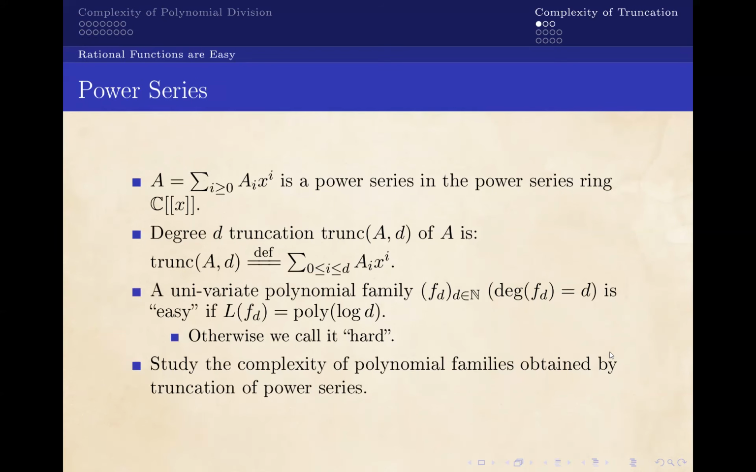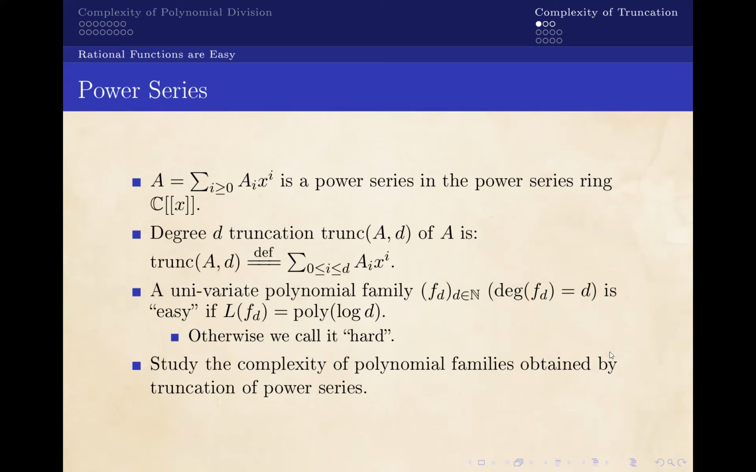Okay, so let's move on to the second part now. This part deals with the complexity of unit polynomial, in particular, the unit polynomial which we obtain by truncating the power series, right? So suppose A is a power series. And then I define the degree truncation of A to be the polynomial where I just forget the terms after degree D in the power series A, right? So I just keep the terms up till degree D. So truncation of A, I define it using trunc of A, D. It's just a degree D polynomial, right?